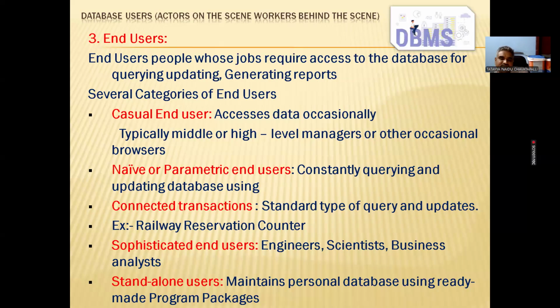Occasionally means very high officials. These users use the database sometimes, not regularly. The next is naive or parametric end users, who are constantly querying and updating the database using canned transactions, standard types of queries and updates. The example is a railway reservation counter.